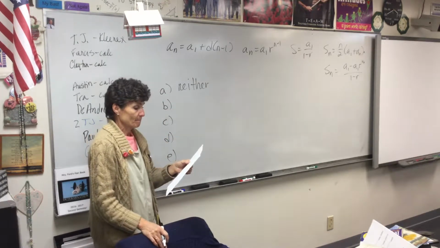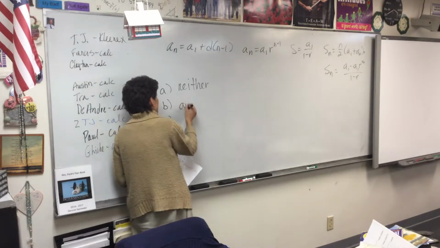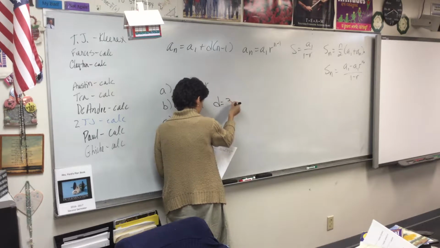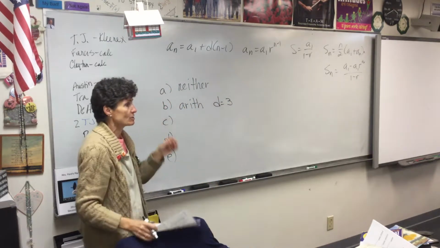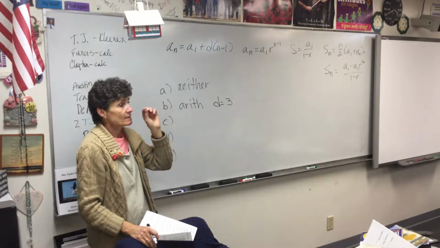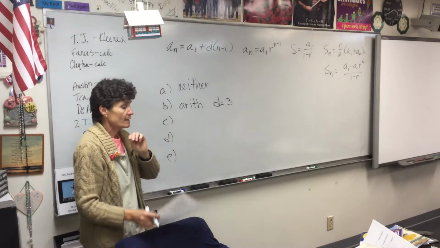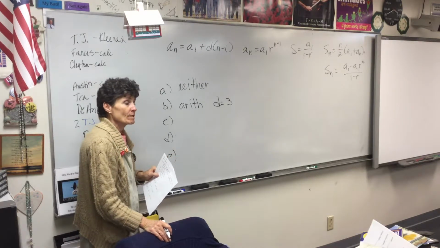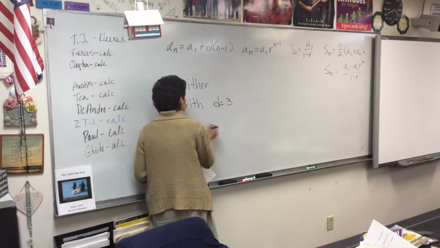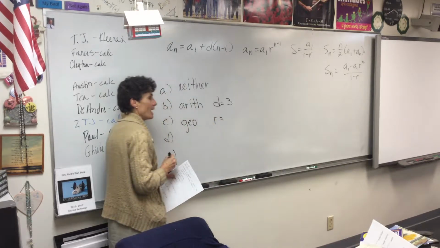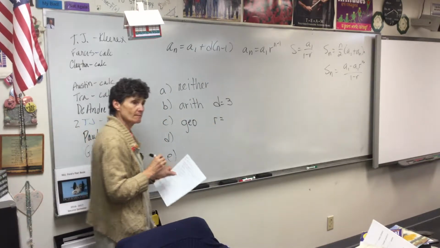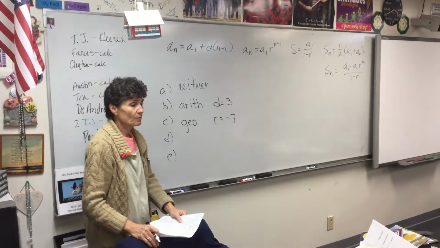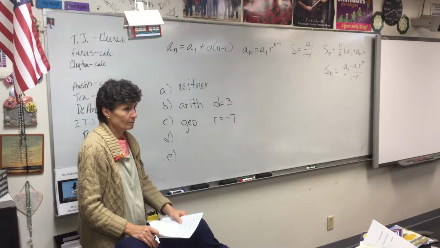All right, what about B? B is arithmetic, and we are adding what? 3. So the common difference is 3. The D is what you're adding in an arithmetic sequence. All right, what about C? Geometric. It's geometric, and the number that we are multiplying by is -7. That number is called the common ratio.